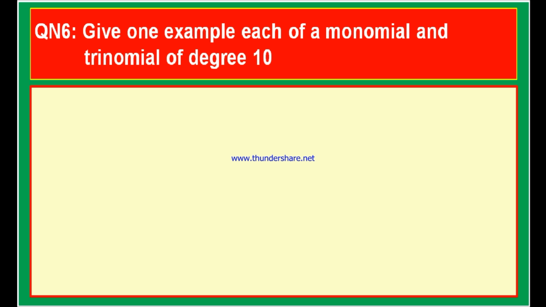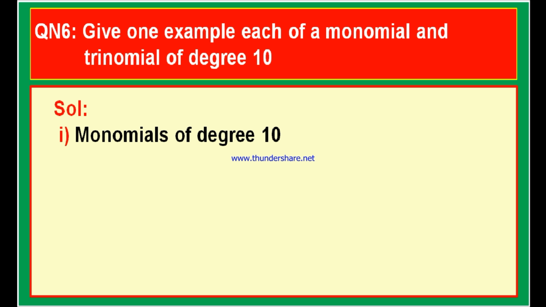I may just explain what a degree is again. Degree is nothing but the highest exponent of the variable. The highest exponent of the variable among all the terms of the polynomial is called the degree. Therefore, since it is a monomial, it should contain only one term. A polynomial with one term is called a monomial, and a polynomial with three terms is called a trinomial. First of all, let us give an example for a monomial of 10th degree.